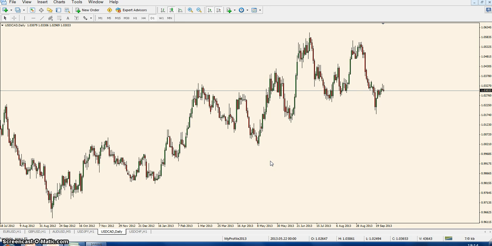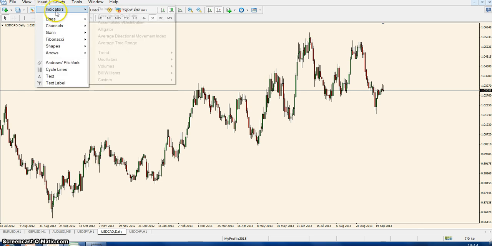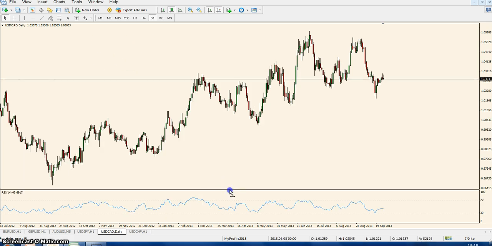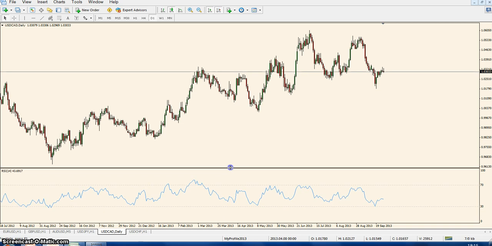This is a USD Canadian dollar chart on the daily time frame, and I'll show you how to find trades and enter and exit, as well as find the stop losses, etc. Let me pull in the RSI indicator. I'll be using RSI for 14 periods, applied to the closing price for the time frame. Let me just increase the size of this window so that we can clearly see trends.